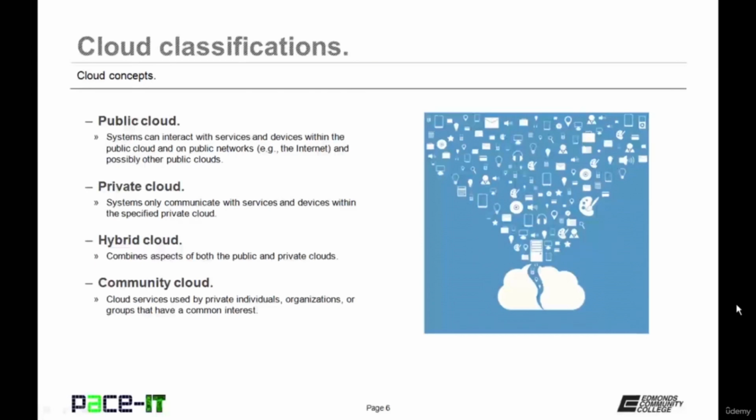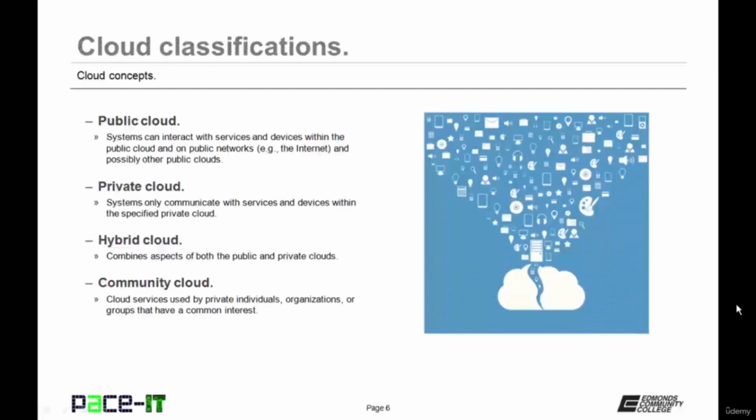Amazon's AWS is an example of a public cloud. Then there are private clouds. This is where systems only communicate with services and devices within the specified private cloud. Private clouds are not open for the general public to purchase services. Then there are hybrid clouds. This combines aspects of both the public and private clouds.